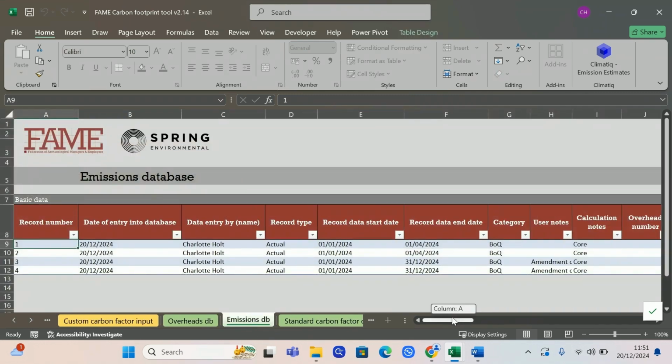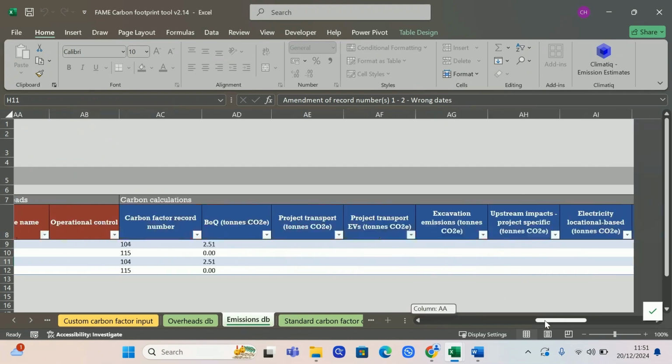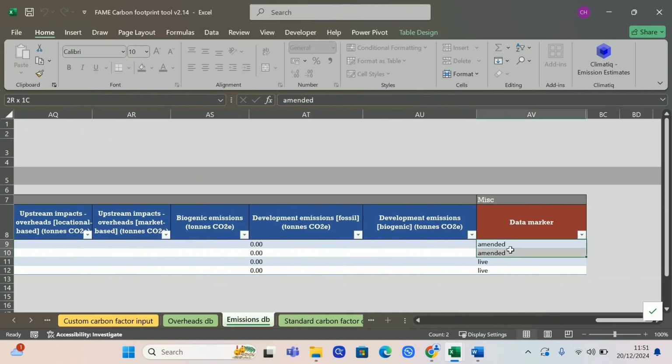we will see that it was an amendment of record 1 to 2 because of the wrong dates. The dates have been corrected, and if you go to the end, you can see that the top 2 have been amended and the bottom 2 are live.